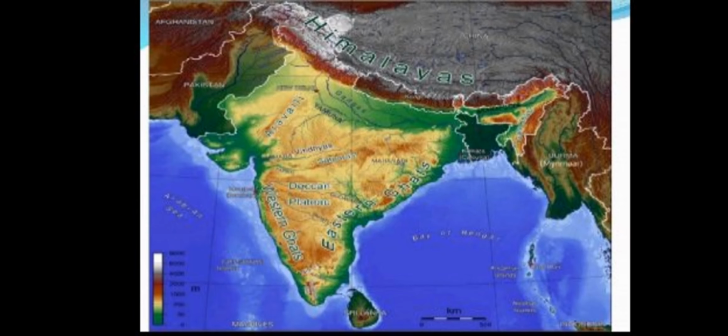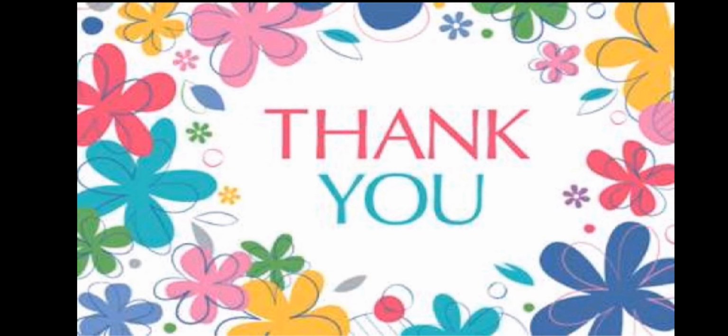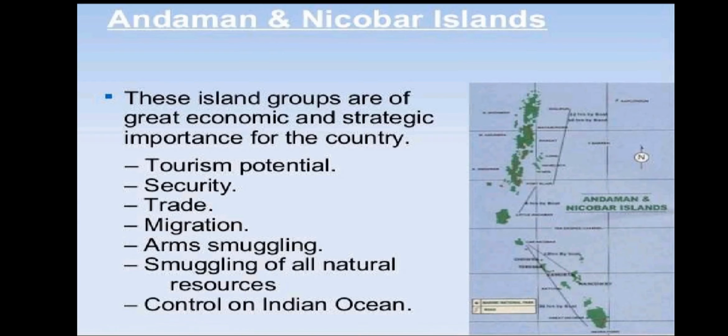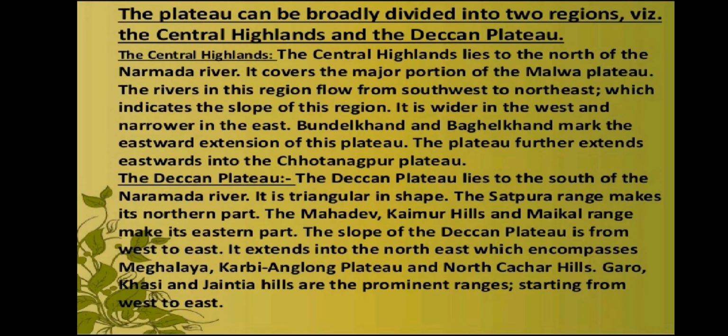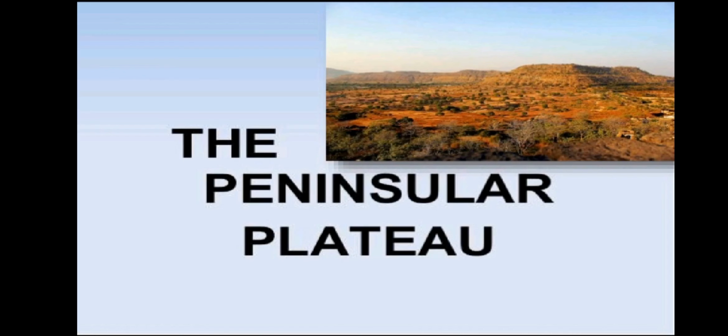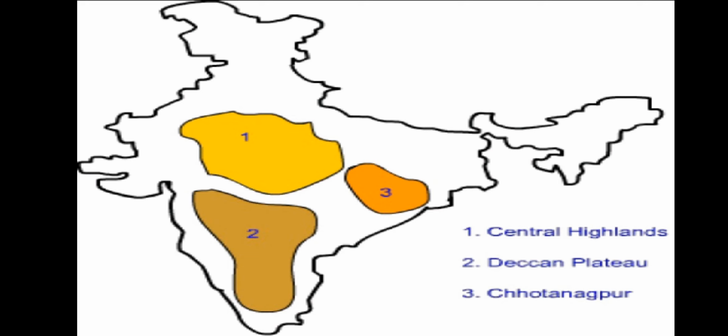Here you can see the physical map of India, Eastern Ghat, Western Ghat, and a big thank you. But before that thank you, I would like to recall all the things which we have studied till now. So let us recall. Yes, we studied the peninsular plateau. I told you what a plateau is: a flat table land. Now, the peninsular plateau is divided into 3 parts: Central Highlands, Deccan Plateau, Chota Nagpur Plateau.